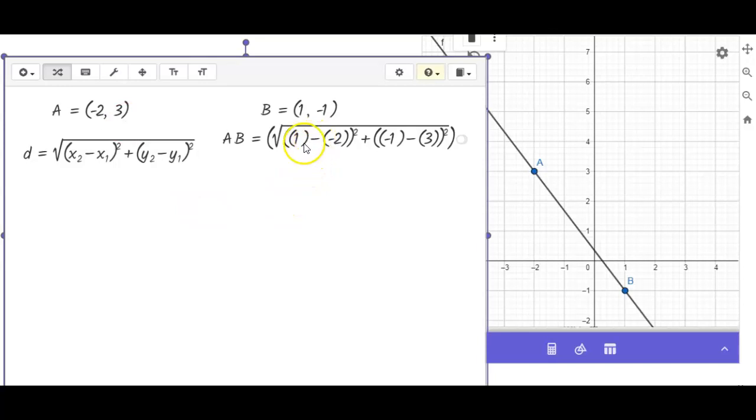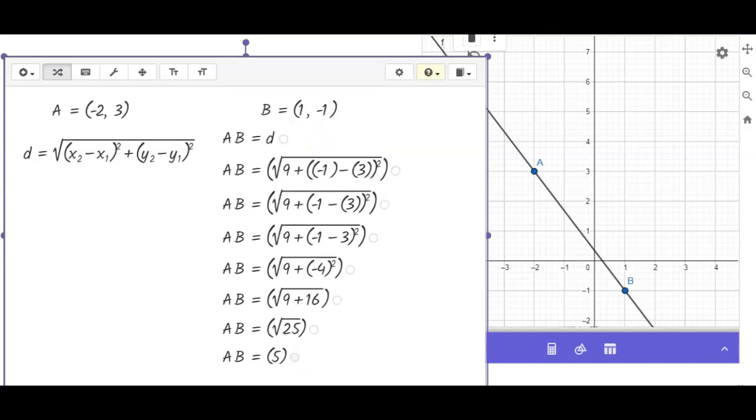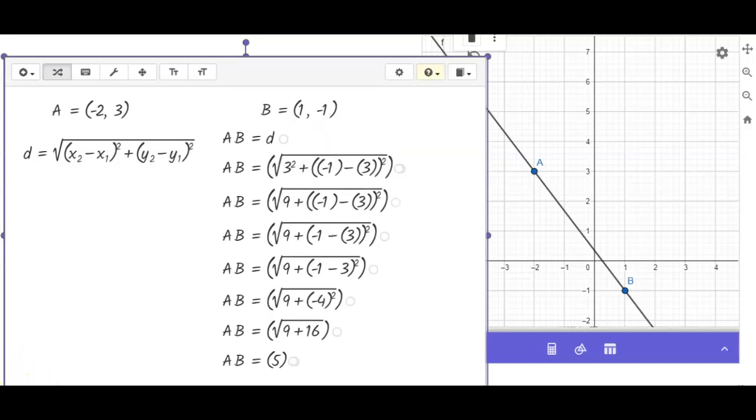Okay, that's it. We want to do our parentheses. You could just go ahead and do the parentheses first and square it. And we could do the same here. It doesn't matter the order. So there's our 9 plus 16, square root of 25, and we can actually simplify that even more. So the distance from point A to B is 5. And there's our work. Good luck on the rest.